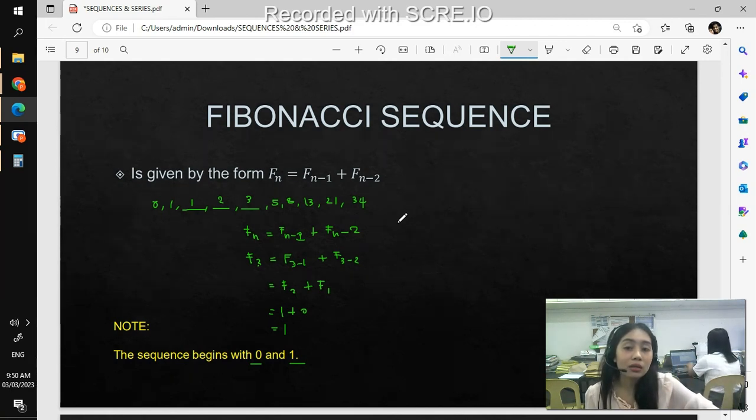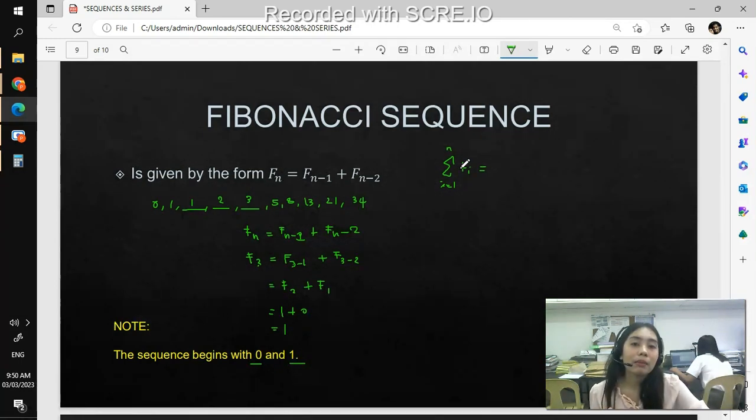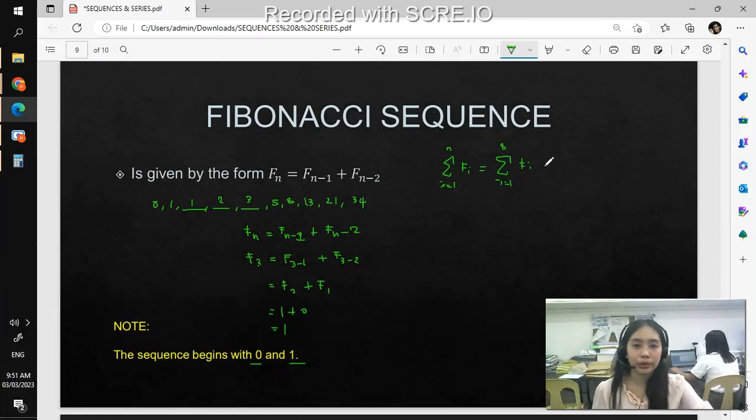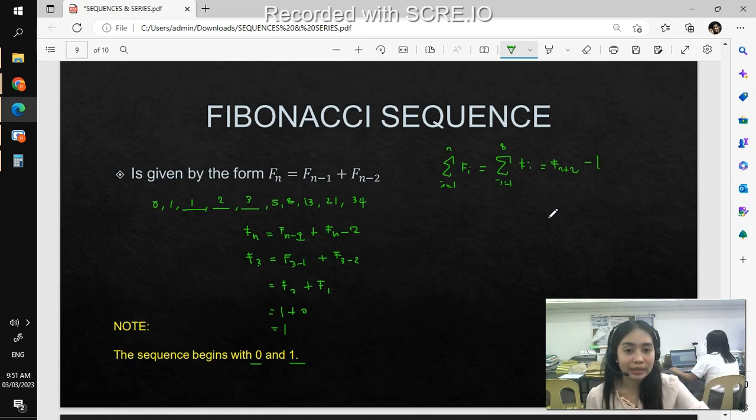Now, ma'am, what about the series or the sum of all the terms in the Fibonacci sequence? So you have there, let's say, the summation of f sub i, where i is equal to 1 until n. So that means we will be getting the sum of the first n terms of the sequence. Now, suppose we are to look for the sum of the first 8 terms of the Fibonacci sequence. So this becomes the summation of f sub i, where i is equal to 1 until its eighth term. So to do that, you have f sub n plus 2 minus 1. This is just the formula for the series.